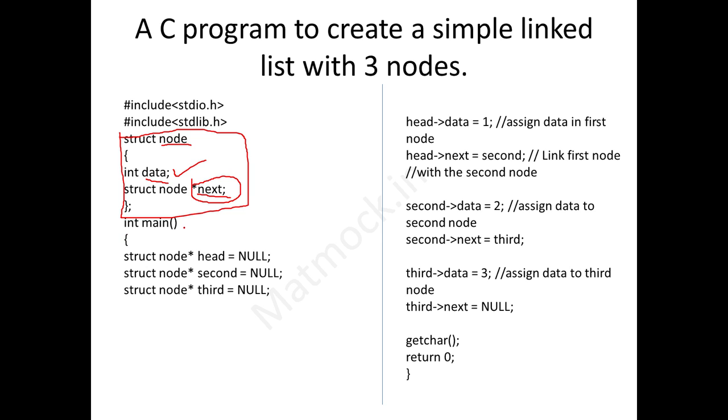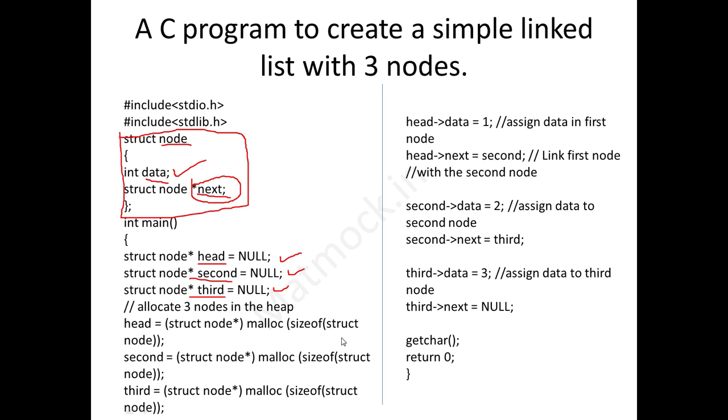In the main function, we will declare three variables: head, second and third. Each will be initially pointing to null. After that, we will allocate some memory to each of the variables head, second and third. And how to allocate the memory, that we know, by using the malloc function.